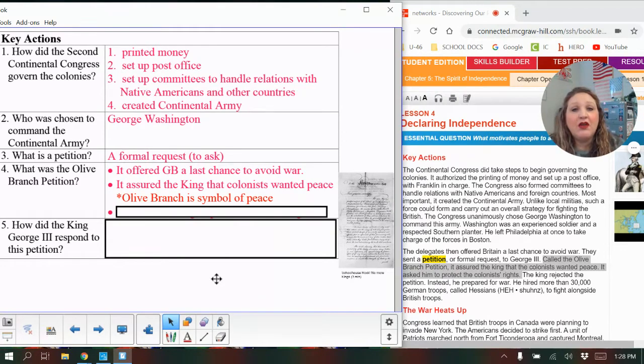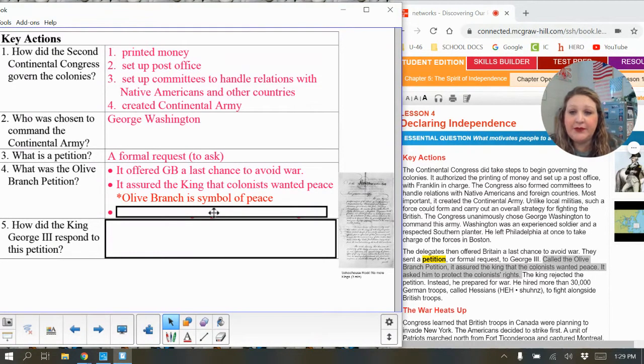And that's why they called it the Olive Branch Petition, because the olive branch is traditionally a symbol of peace. They wanted to reach the king, and with the name of the petition itself, let him know that they really wanted to have peace between Great Britain and the colonies.